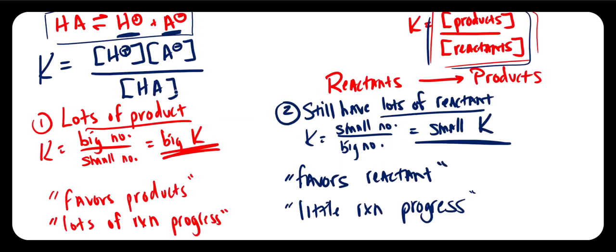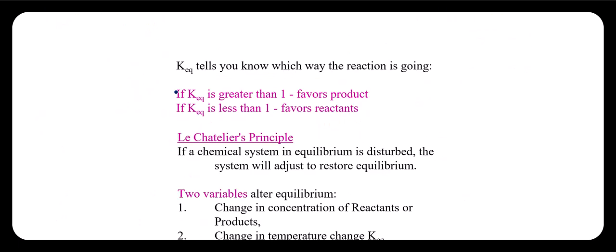Oops, going the wrong way, I'm sorry. Okay, so like we said, the equilibrium constant is telling you which way the reaction's going. If we get a large K, we're going to favor the product. A small K, we're going to favor the reactant. So let's talk about equilibrium. The next thing we will talk about is equilibrium.